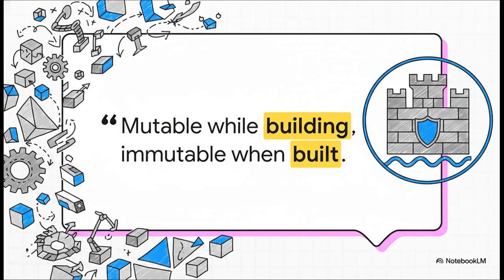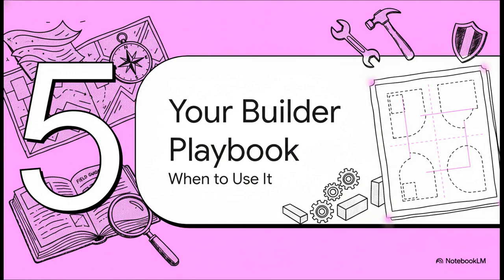vaporizes. So if you remember just one thing from this whole explainer, let it be this. This is the golden rule, the entire philosophy of the builder pattern in a nutshell. Mutable while building, immutable when built. All right, so this all sounds great, but when do you actually use it in your day-to-day coding?